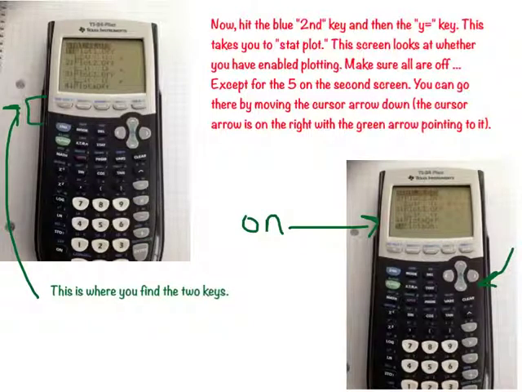Now you're going to hit the blue second key, which is right here, and then the Y equals key, and that's going to take you to StatPlot. This screen is going to look at whether you've enabled the plotting. Make sure all are off. The screen should look like that. And if you use the cursor, like down here, you can see the second screen, and it looks like there's going to be one that says plots on, and that's okay for now.